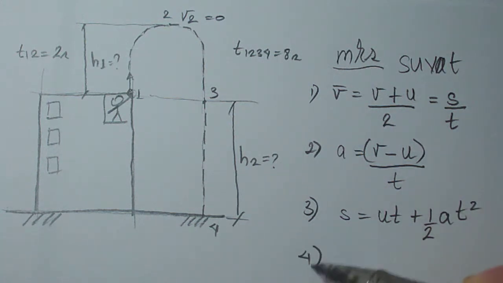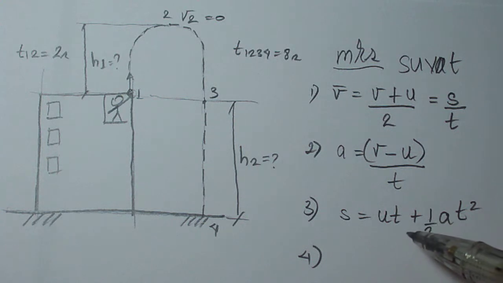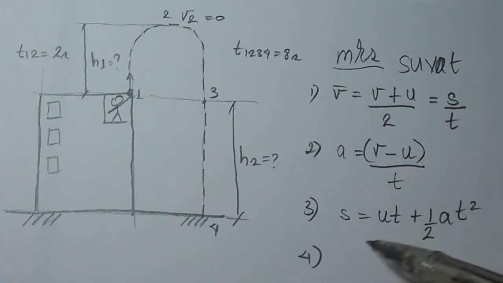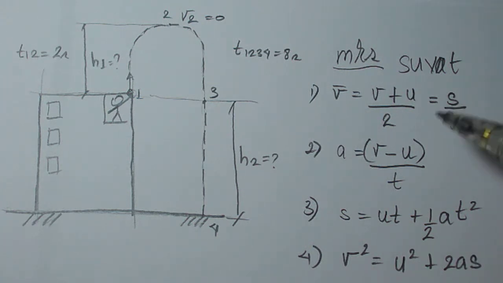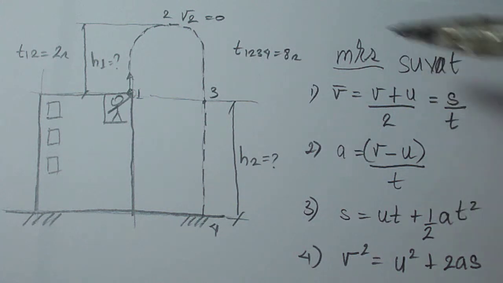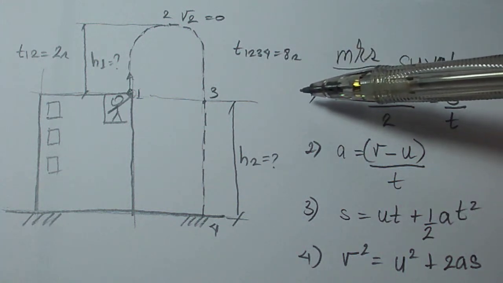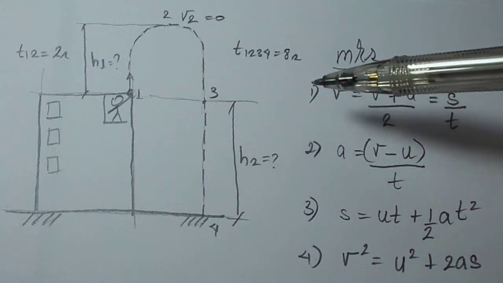The fourth SUVAT equation, one among the equations of motion, is the final velocity squared is equal to the square of the initial velocity plus twice that of acceleration times that of the displacement. Now, knowing all the SUVAT equations and knowing the diagram, we can now proceed to solving problem A.